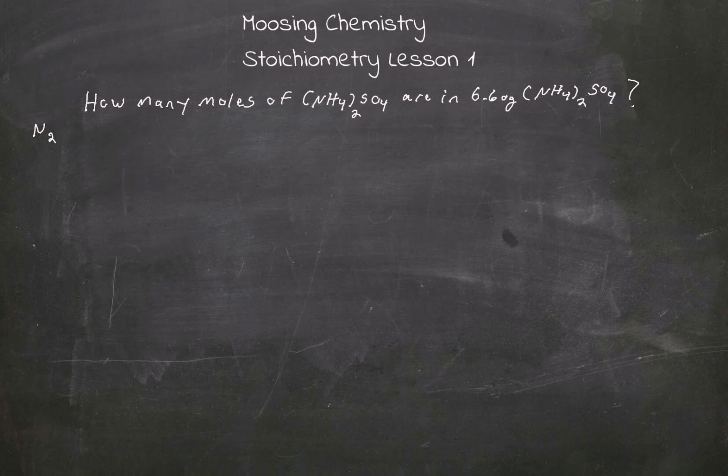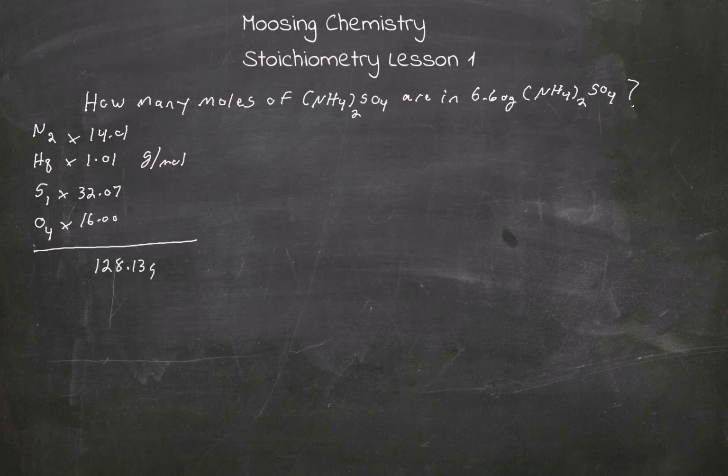So we have 2 nitrogens, 8 hydrogens, 1 sulfur, and 4 oxygens. Now remember, all these are going to be in grams per mole: 14.01, 1.01, 32.07, and 16.00. Again, these are in grams per mole. When we total this up, this gives us 128.13 grams per mole of ammonium sulfate.